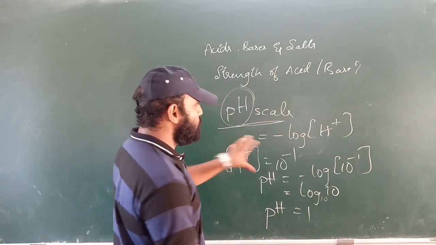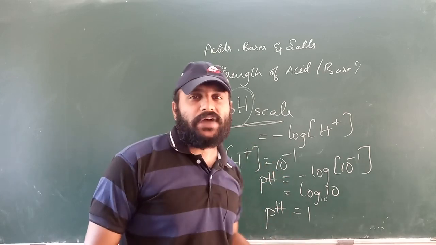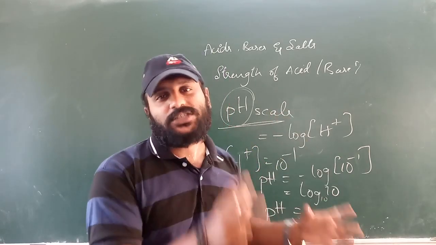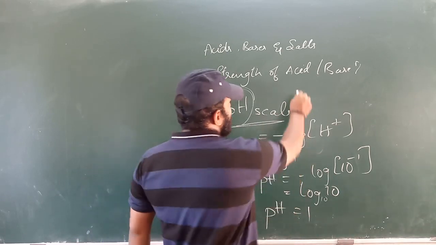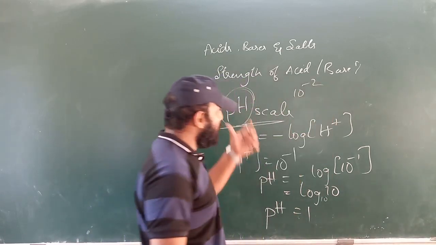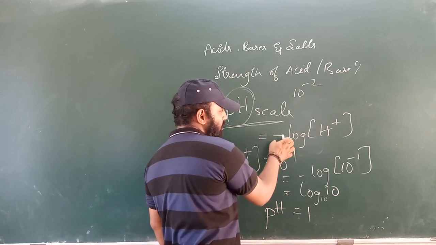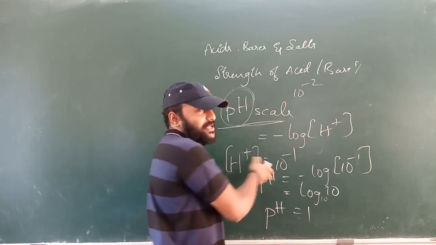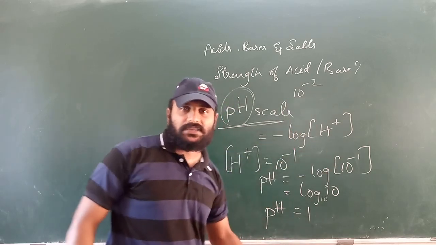Understood. So here we find the pH value based on the hydronium ions present in the solution. If I write 10 to the power of minus 2, what will be the pH value? It will be 2. Minus into minus is plus, and 2 into log 10 base 10 is 2.